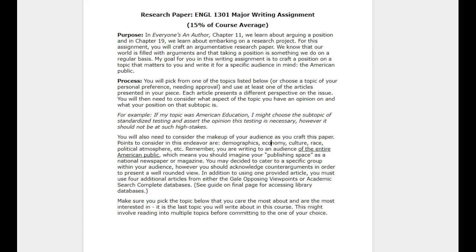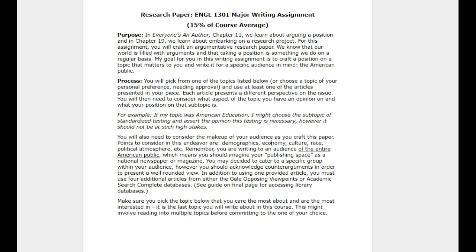This question can be answered by the first paragraph of our assignment sheet. In the first paragraph, we notice that the purpose of this paper is established as an argumentative position research paper. We will be embarking on a research project in which we will establish a claim about a topic, and we will work with research to support that claim throughout our paper.